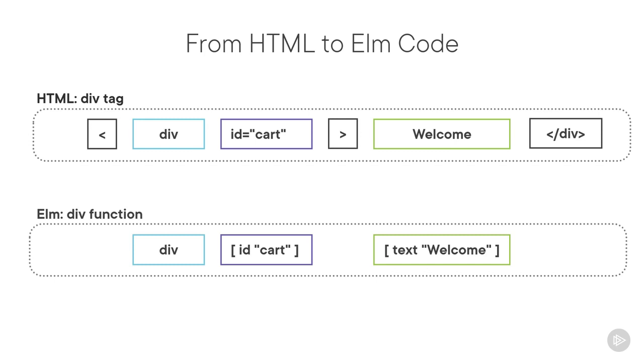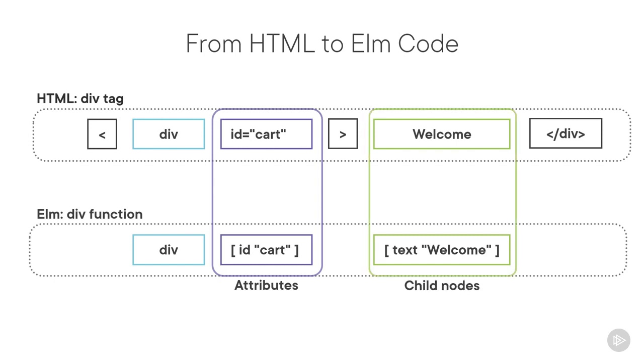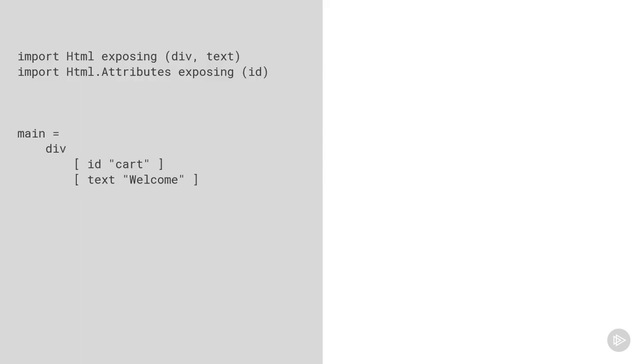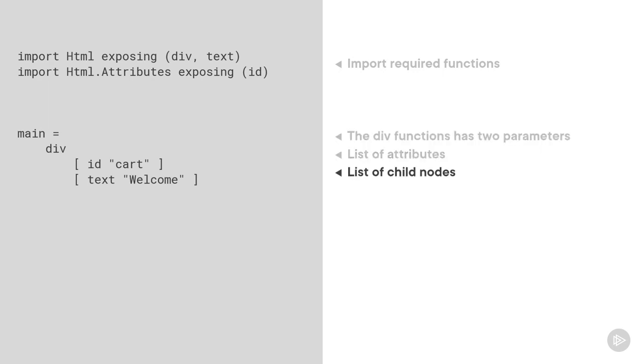Notice the direct mapping between HTML attributes and the list of attributes in the Elm code. The same happens for child nodes. The list of Elm child nodes includes just a call to the text function. To use the div function, we need to import it from the HTML package. Other HTML tags follow the same pattern. They have corresponding Elm functions with two parameters, the list of attributes and the list of child nodes.